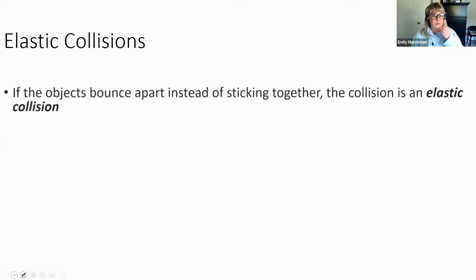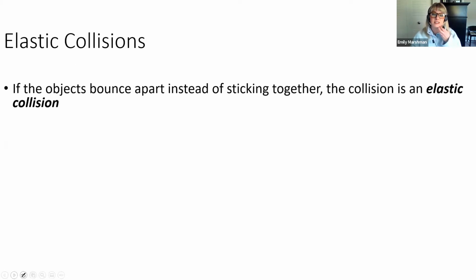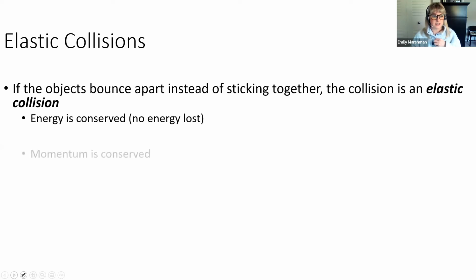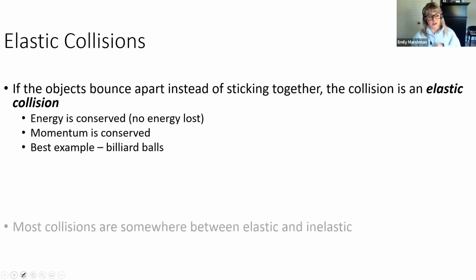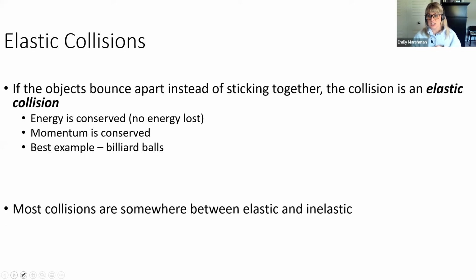An elastic collision is the opposite. The objects bounce apart instead of sticking. We would call that an elastic collision. Energy is conserved, right? So if I calculate the kinetic energy before and after the collision, it would be the same. Momentum would also be conserved. The best example of that would be billiard balls. When the billiard balls bounce off of each other, there's no deforming there. They just bounce. It's elastic. It's springy in a way. It's like boing, and then it goes back out again, and it doesn't deform the object.